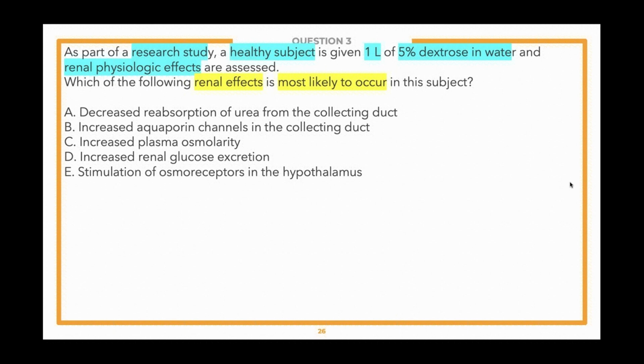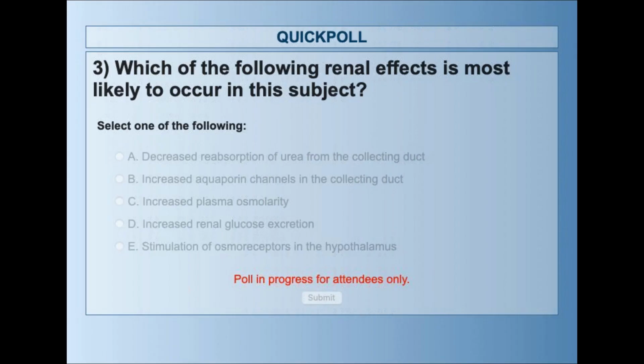So we're going to open up that poll. Go ahead and select what you think is most likely to occur in this subject. We will talk about it in just a few seconds. Well, thank you very much, Boris. The poll is now open, and as always, we'll wait until about 2/3 of you have responded. See some responses coming in. We'll give all of you enough time to lock in those answers.